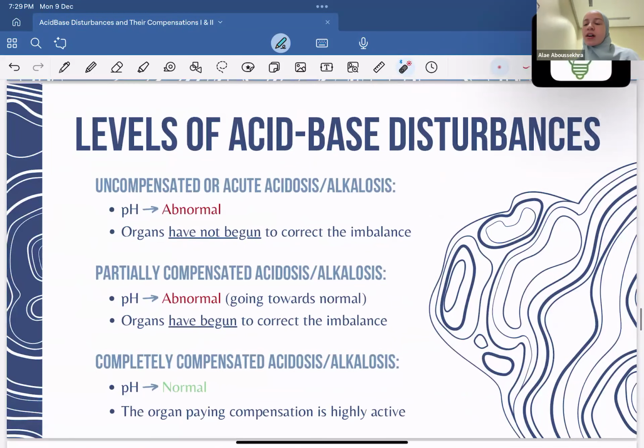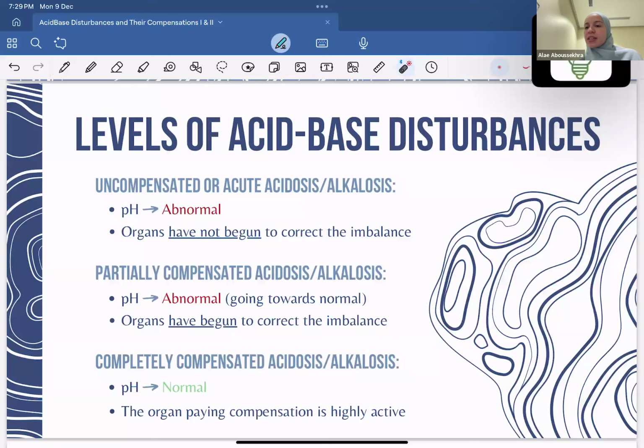So basically, when you have an acid-base disturbance, there are levels to how far along it is. You can have an uncompensated or an acute acidosis or alkalosis. This is basically when the disturbance first happens. So the pH is abnormal, obviously, because we have a disturbance, and the organs that are supposed to compensate, like the lungs and the kidneys, still haven't begun correcting the imbalance. So this is what uncompensated or acute means.